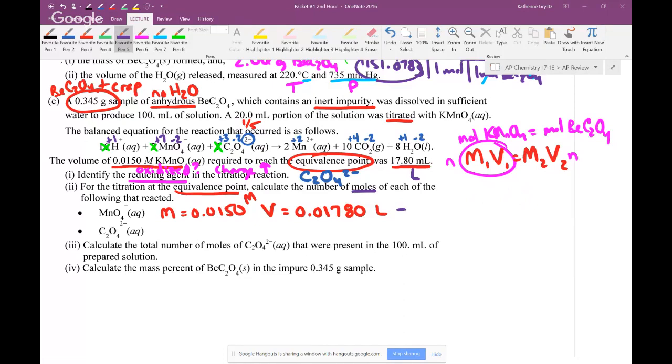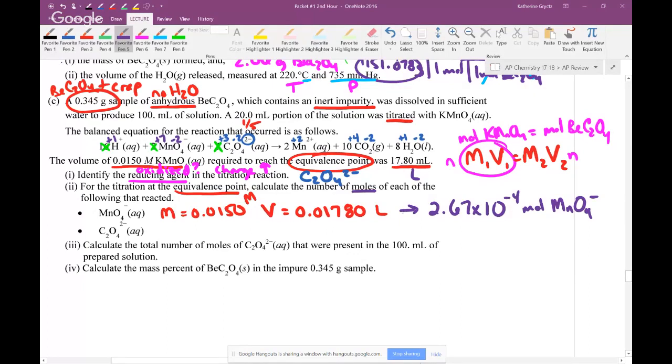I got lost. Wait, okay, so we have the molarity. How did we... Oh, never mind. No longer lost. I couldn't figure out how to find the moles of C2O4 2-. Okay, that's what we're about to do.